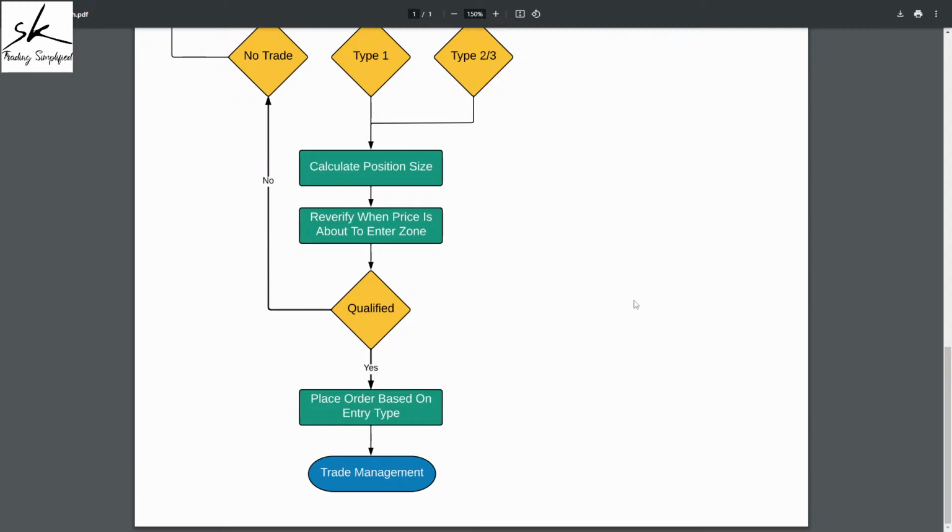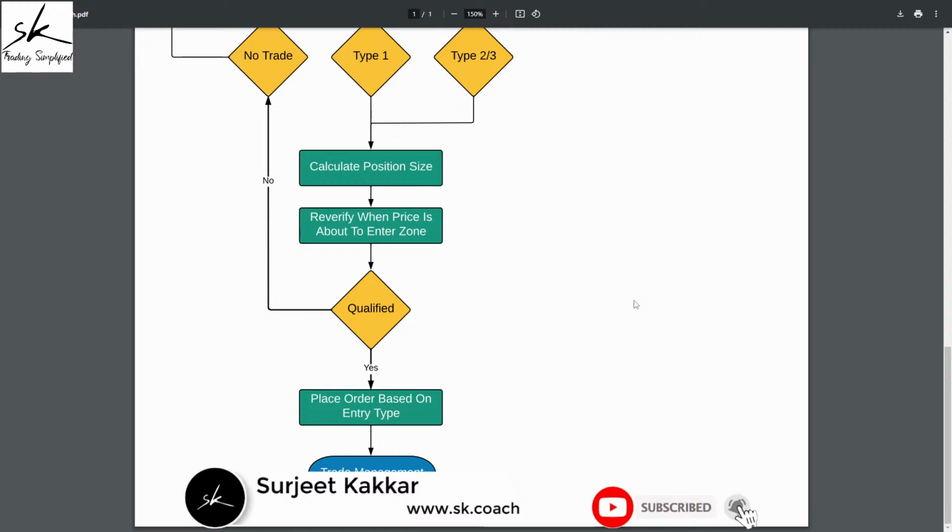Nothing more. All right, so why does the probability of the strategy go low for HIT? I have observed most of the HIT trades get violated when the first candle. See, it's not just about this methodology.